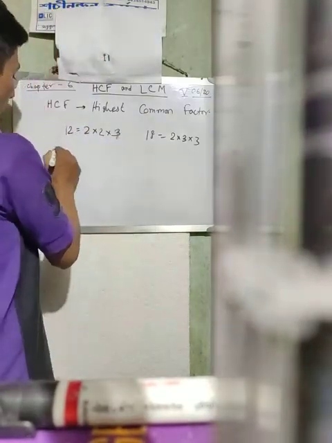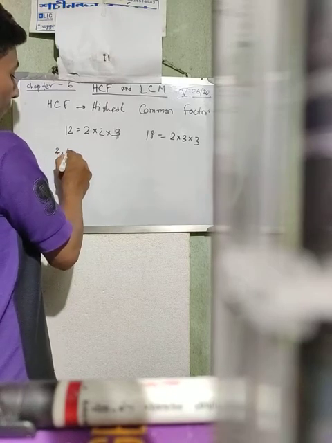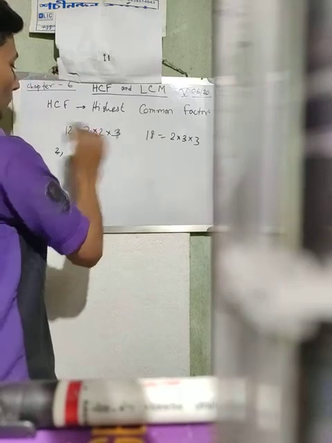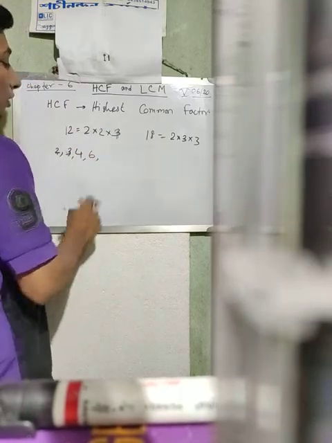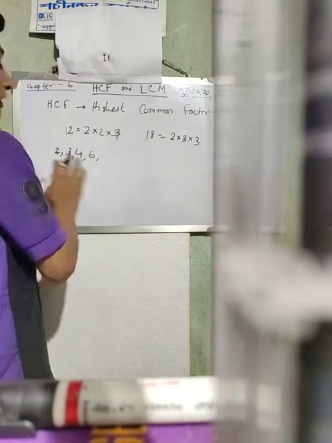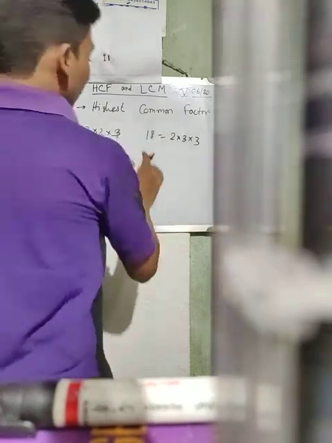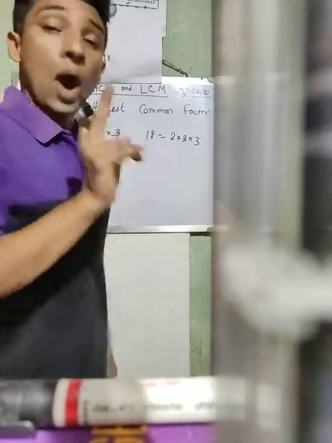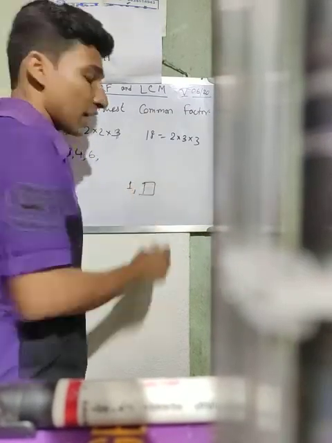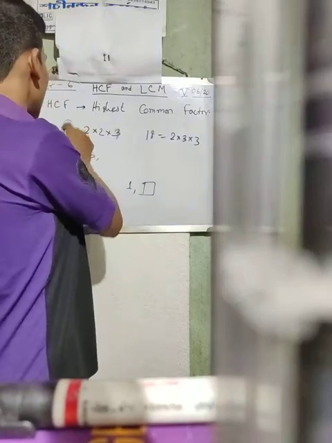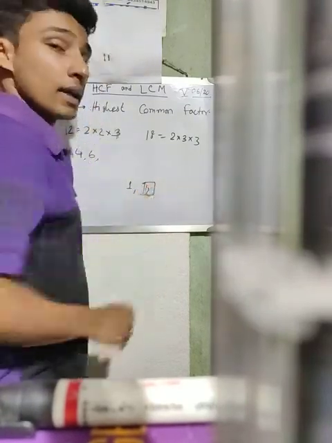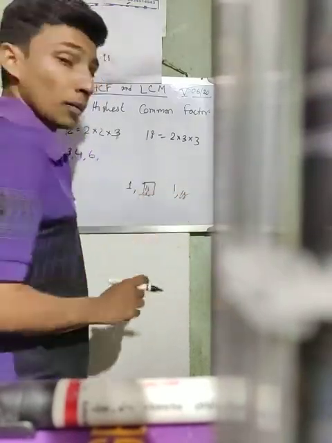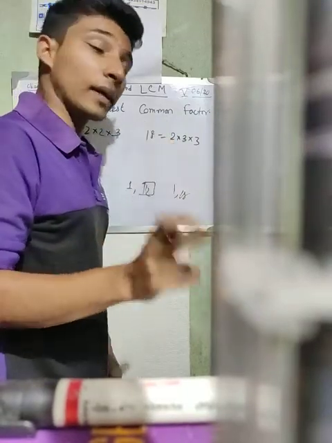Factors of 12 are 2, 3, 4, 6. Okay, so these are the factors of 12. And one thing you remember, 1 and that particular number must be the factors of that number. Suppose if the number is 12, so 1 and 12 are the factors of 12. Similarly 1 and 18 are the factors of 18. That means that number and 1 are the factors of that number.